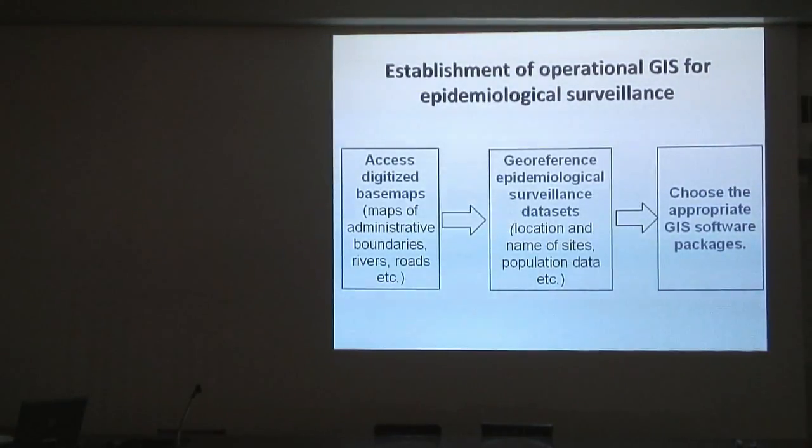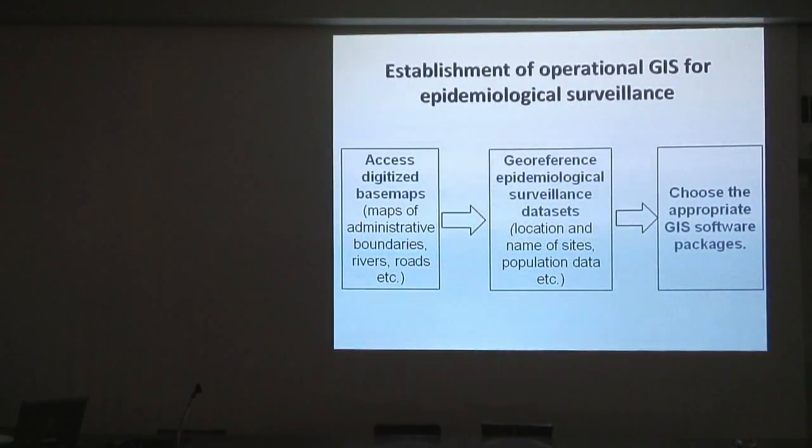In order to establish operational GIS for epidemiological surveillance, we have to follow 3 steps. First step is access digitized base maps. For example, maps of administrative boundaries, rivers, roads, and so on.